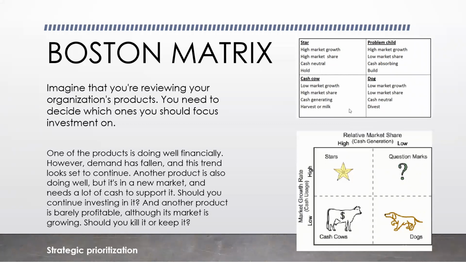milk anymore, there are only two things left for the cow. Is either to kill it or to turn it to meat. So at that point, it becomes a dog. So it's not really growing and it's not giving you a profit. You want to kill that particular product.